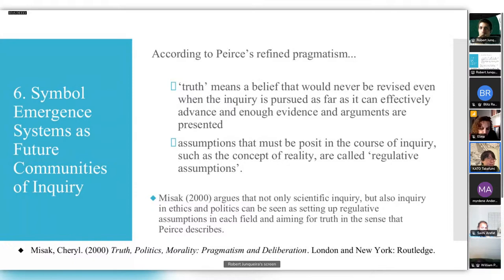In the inquiry, a community of scientists repeatedly form hypotheses and conduct experiments, assuming that there is a strict real existence that is not subject to human thought. These assumptions that must be posited in the course of inquiry, such as the concept of reality, are called regulative assumptions. A leading contemporary scholar of Peirce's thought, Cheryl Misak, argues that not only scientific inquiry, but also inquiry in ethics and politics can be seen as setting up relative assumptions in each field and aiming for truth in the sense that Peirce describes.